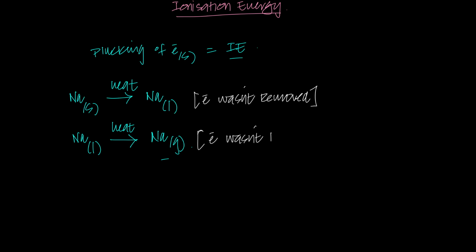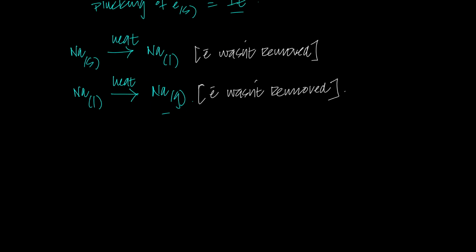But then he realized, let me heat this sodium vapor more and more, and that is when the electrons were removed. So he took sodium vapor, sodium gas, and heated it so much that the electrons were removed, and you ended up with Na+, which was also in the gaseous state. Obviously, if you remove electrons from vapor, you'll have ions, but they'll still be in the gaseous state. So this is when he realized that he could remove electrons.